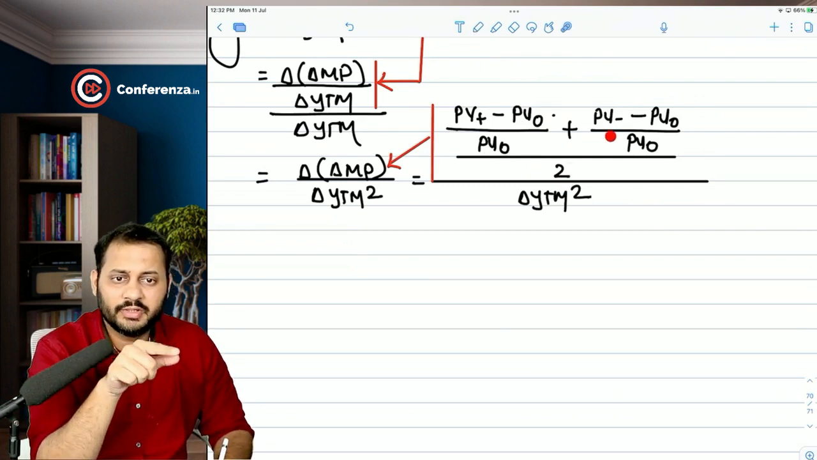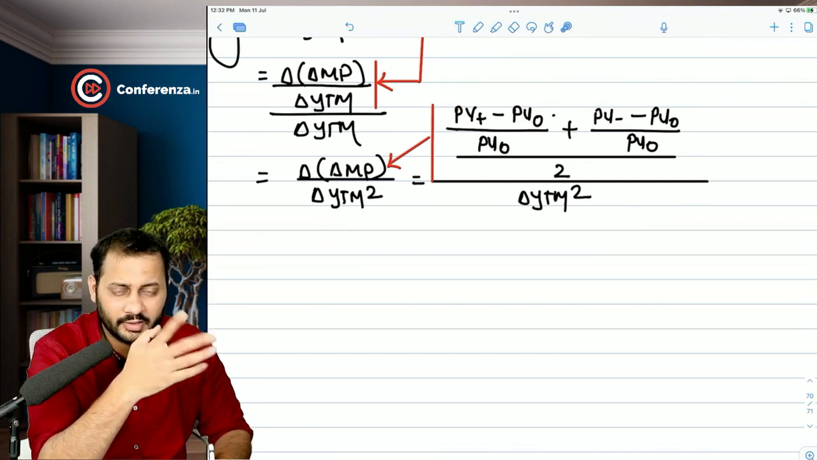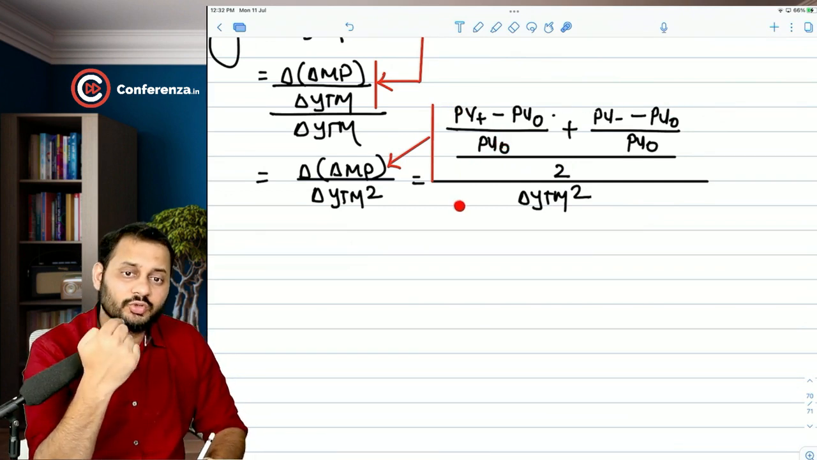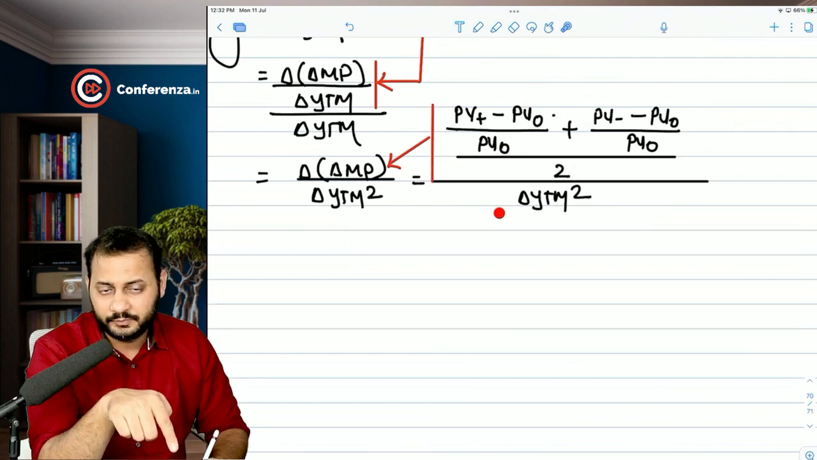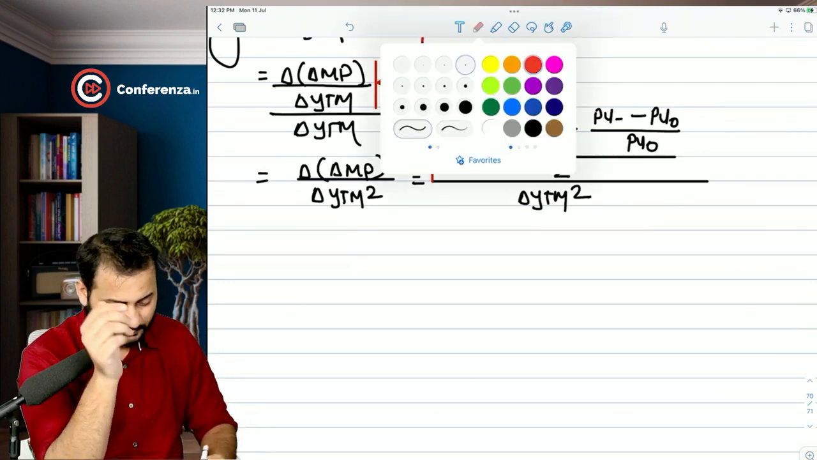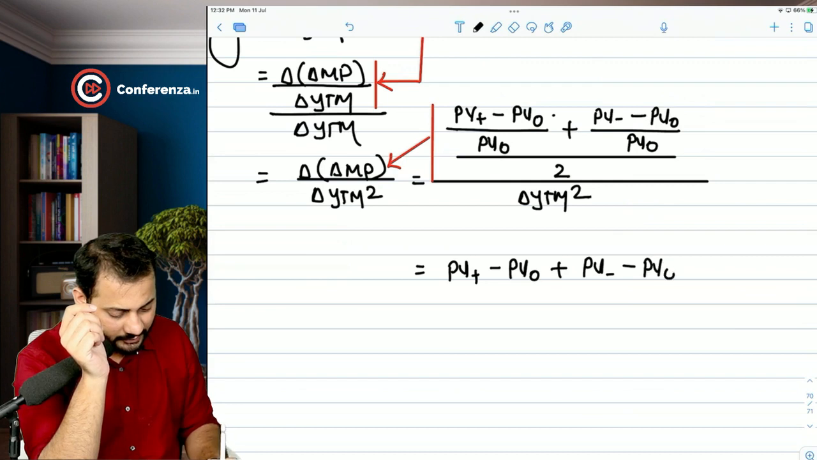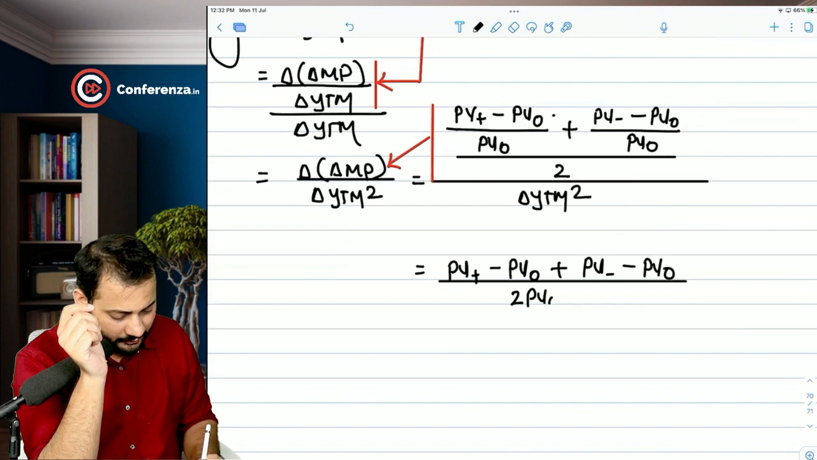This PV0 and PV0 are common in both the equations. So we can take a common PV0 for both and write down all the numerator at once. And that PV0 will also go to the denominator, and it will be 2 into PV0 into change in YTM square. It will become like this: PV plus minus PV0 plus PV minus PV0 divided by 2 into PV0 into change in YTM square.